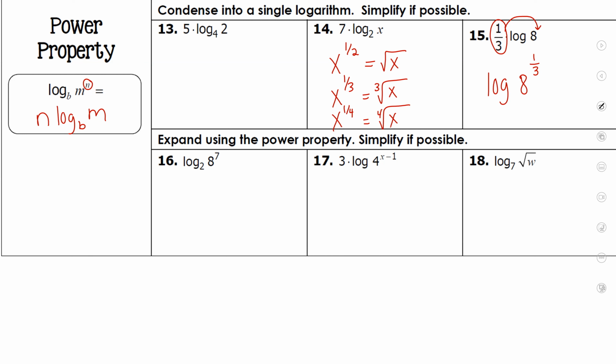So then how should I rewrite this? It should be log cubed root 8. Okay, now let's think. What number multiplied by itself 3 times will give you 8? 2, because 2 times 2 is 4, times another 2 is 8. So this is actually log 2.